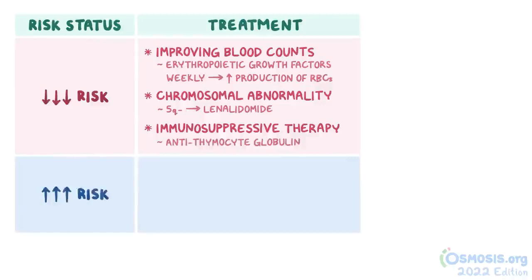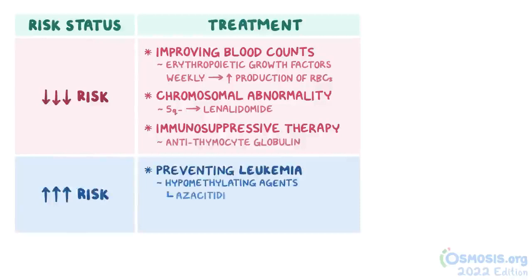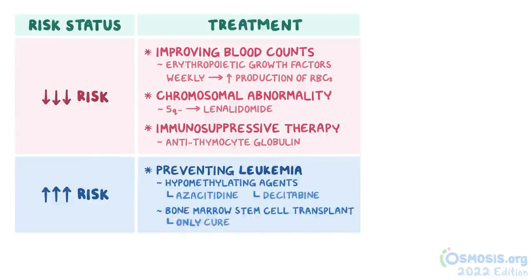Treatment of higher-risk patients is aimed at preventing the patient's disease from progressing to leukemia. Standard treatment includes the use of hypomethylating agents like azacitidine or decitabine. In addition, for these patients, a bone marrow stem cell transplant from a healthy donor may be an option and is the only curative treatment for MDS.